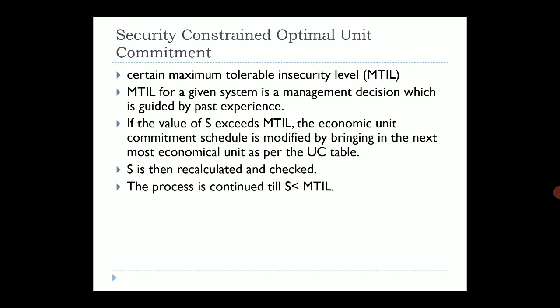Now this current unit commitment, where we said that generator 1, generator 5 and generator 3 will run, that will not do. We'll check the next best unit commitment combination. Okay, so then it is shifted to the next best combination, and then S is recalculated. The process is continued till S is less than MTIL. So this is one of the security measures.